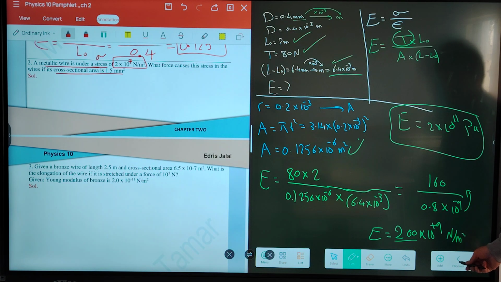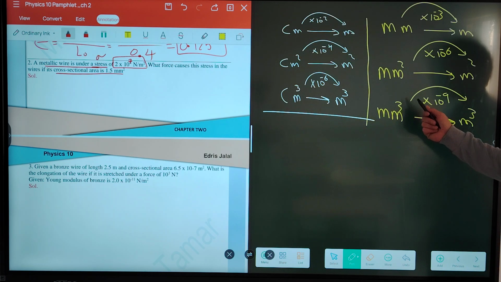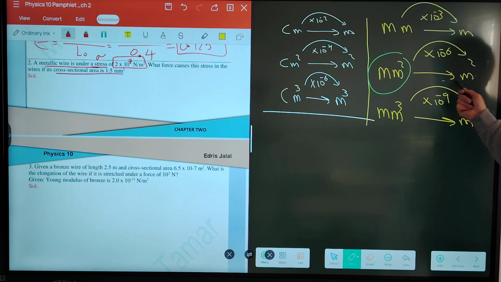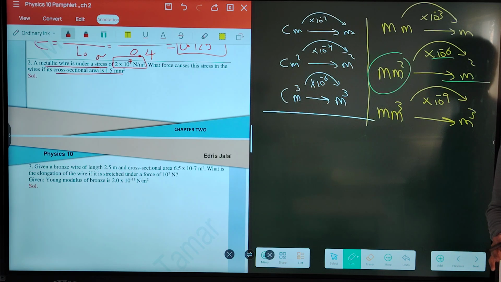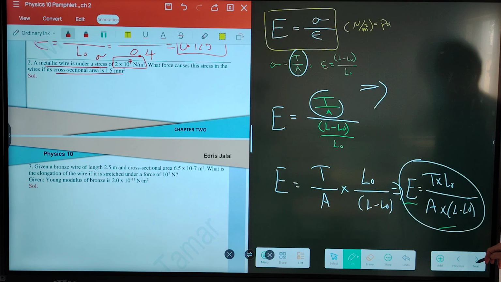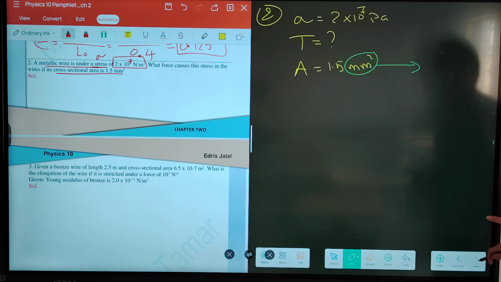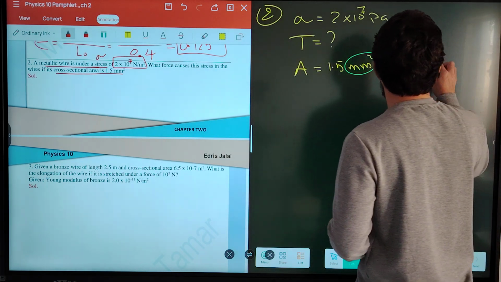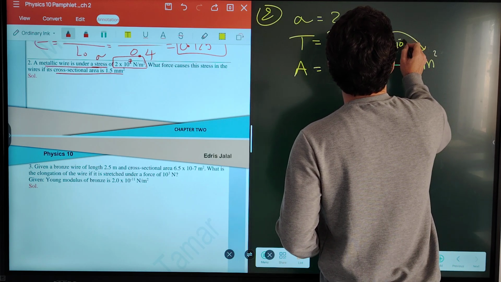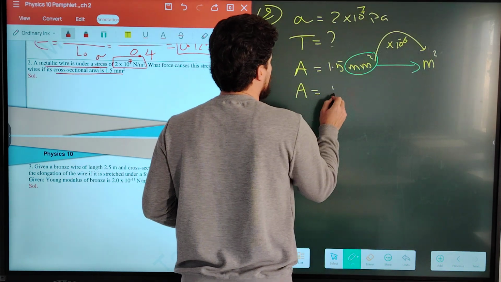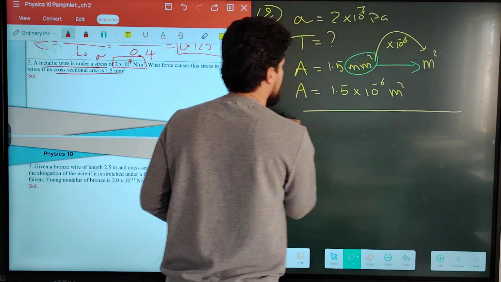Let's go back to other slides. Guys, look. How can we convert millimeters square to meters square? Multiply by 10 power negative 6. This is very, very important, guys. Be careful. You are not allowed to solve the question with millimeters square. Multiply by 10 power negative 6. Area is equal to 1.5 times 10 power negative 6 meters square.